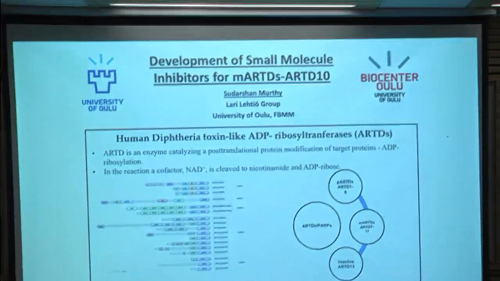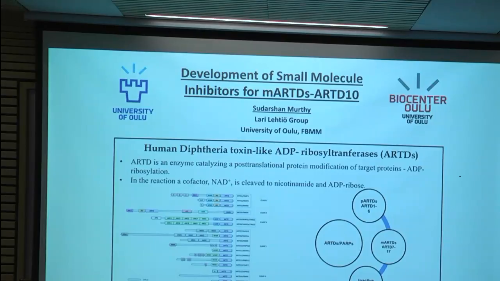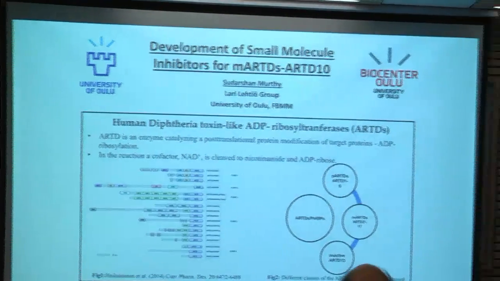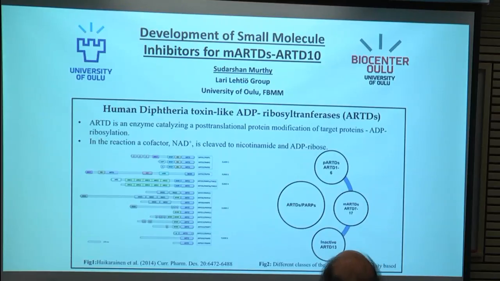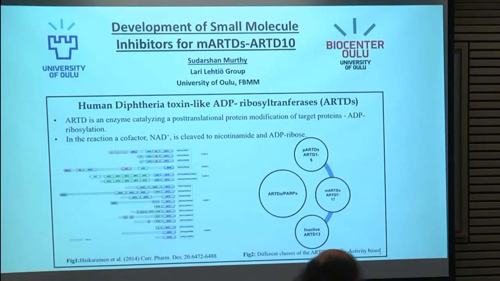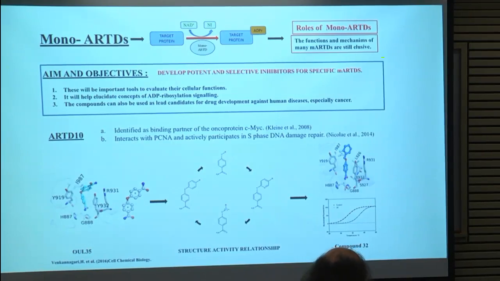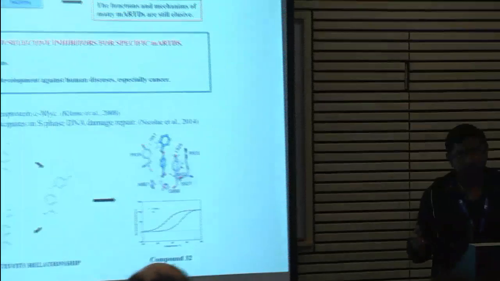They are differentiated based on different categories, and the major category is activity. Based on activity, they're classified into 3 subgroups: PARTDs, which are ARTD 1 to 6, MARTDs, which are ARTD 7 to 17, and the inactive ARTD 13. My project solely comprises the MARTDs. MARTDs are a subclass of this superfamily that transfer only one ADP ribose to the target protein, which in turn changes its properties.